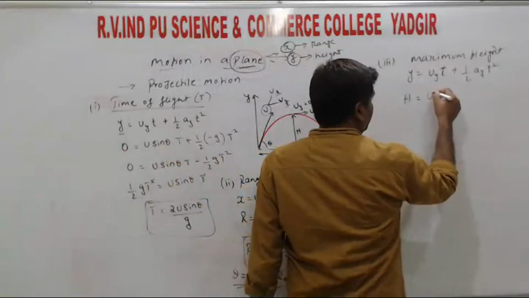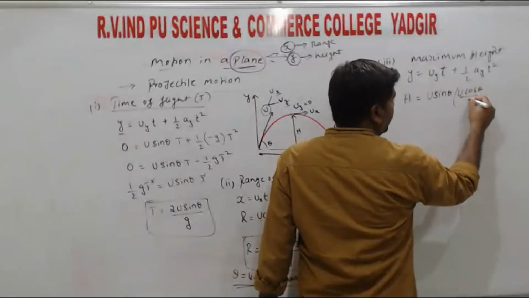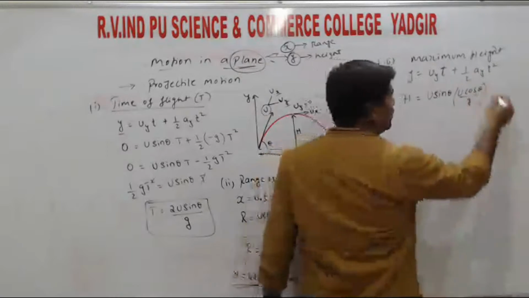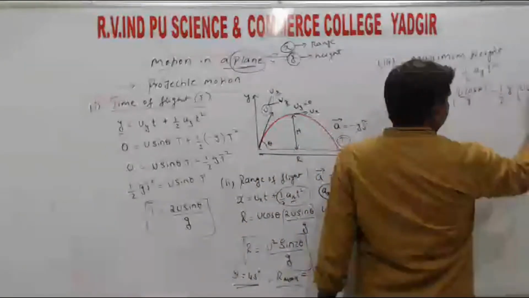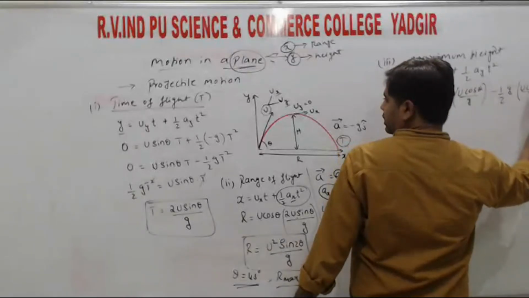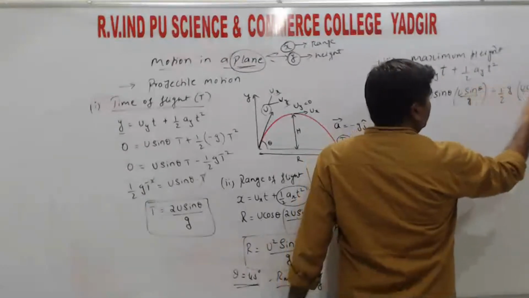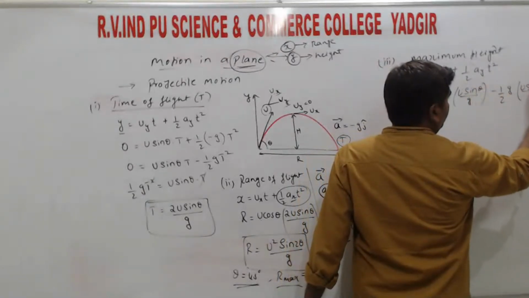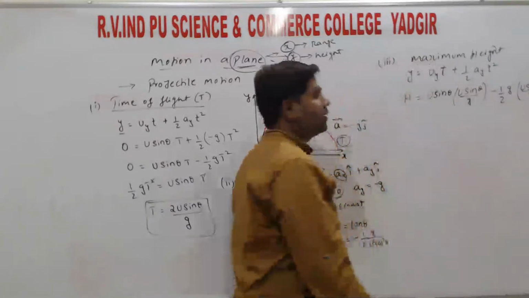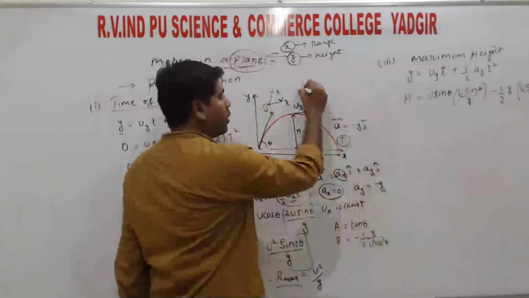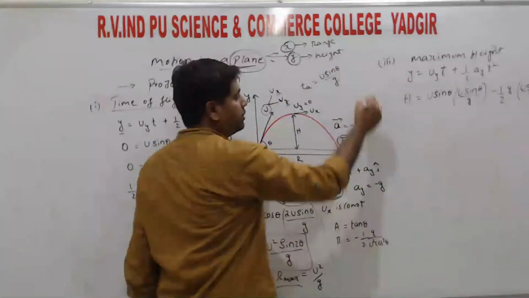So u sin theta into u cos theta divided by g. So minus 1 by 2 g into u sin theta by g whole square, right? So only we have taken time of ascent. So time of ascent is u sin theta divided by g, right?